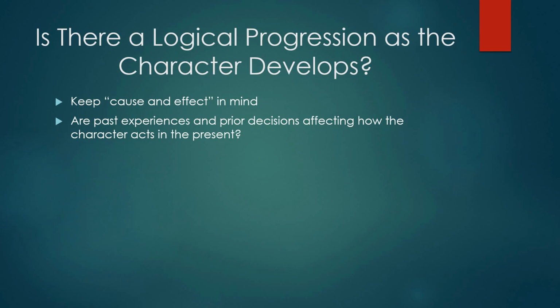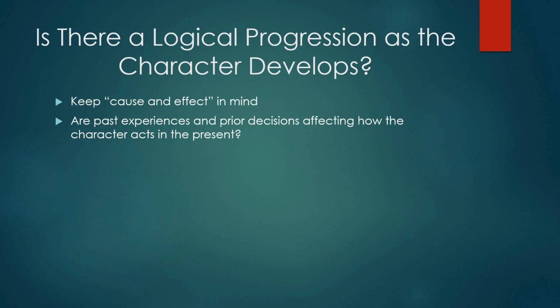So this is one that you should focus on, and that is if our past experiences and prior decisions are affecting how the character acts in the present. Let's say someone tries to start a business and they keep failing over and over and over and never learn, almost in a comedic way. We're going to start to wonder if this character is just a complete moron or not.